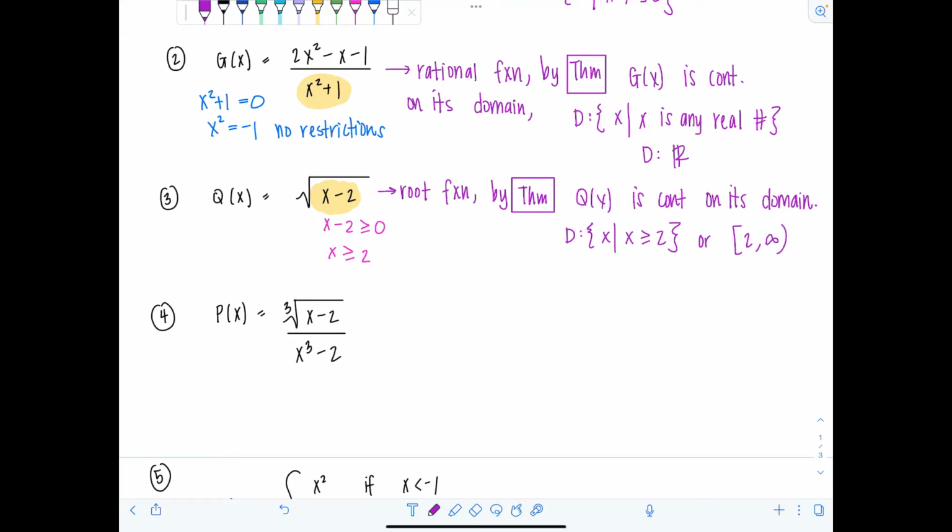Okay, last one, which I like. P of x is cube root of x minus 2 over x cubed minus 2. So P of x is a little bit of a hybrid, right? It's a combo of a root function and a rational function.